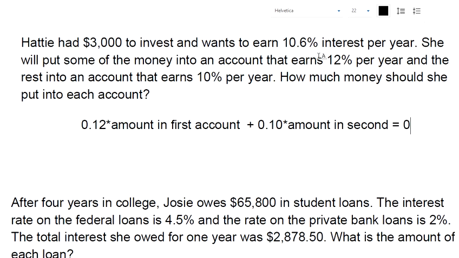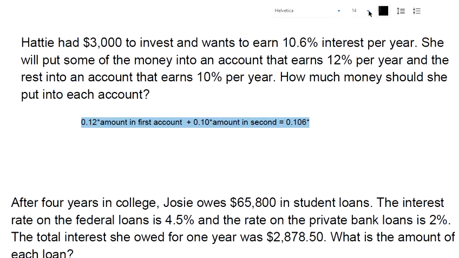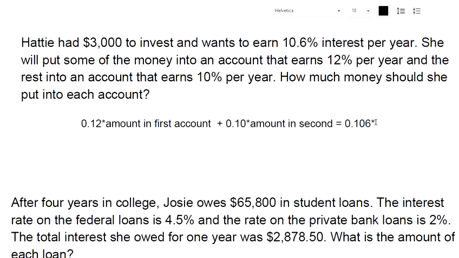So that's something we can calculate. We multiply 0.106, that's the decimal form of 10.6%, times the $3,000. Because if Hattie invests $3,000 and wants 10.6% to be interest, this represents interest. So check out the structure of this equation. This is the interest they make in the first account plus the interest they make in the second account. That should equal the total interest they make with the $3,000 they have to invest.